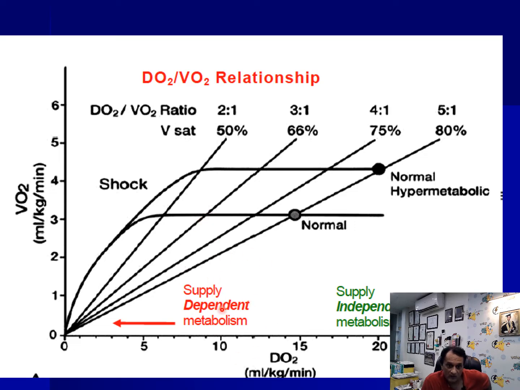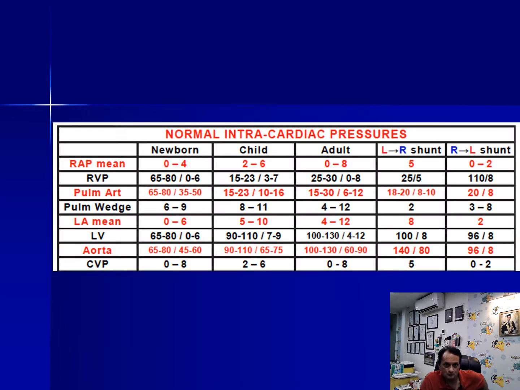it becomes supply-dependent metabolism, because there is a decrease in oxygen delivery. Once it goes below about 5, there is decompensated shock, and obviously oxygen consumption is then compromised. This is a very important relation which we need to keep an eye on while managing these patients in the pediatric ICU.